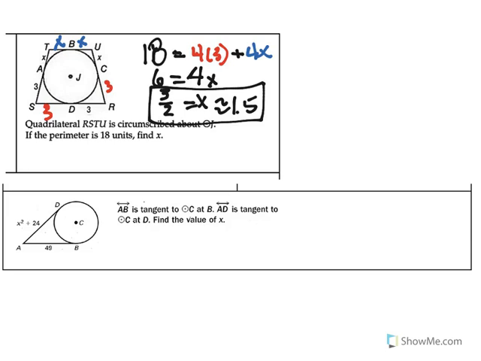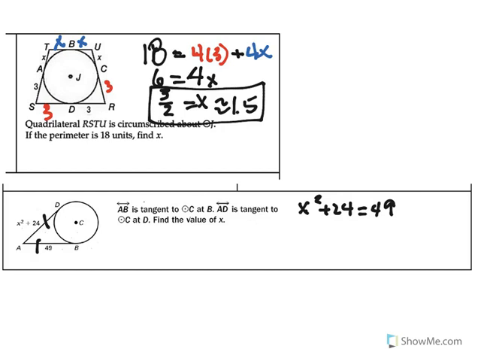Threw a little bit of a curveball in this one. It says AB is tangent to circle C at point B, and AD is tangent to circle C at point D. Find the value of x. If they're both tangent, we know that those are the same. So I'm going to set them equal to each other. X squared plus 24 equals 49. Ooh, I got a little square here. That's going to cause some things, I guess.